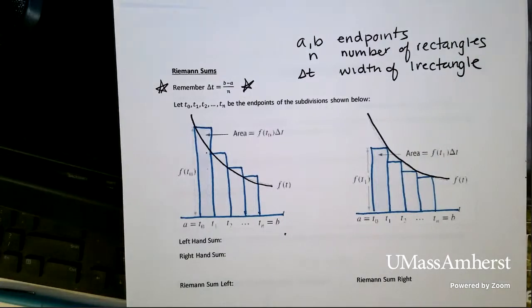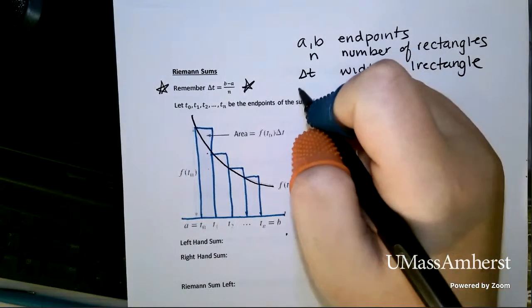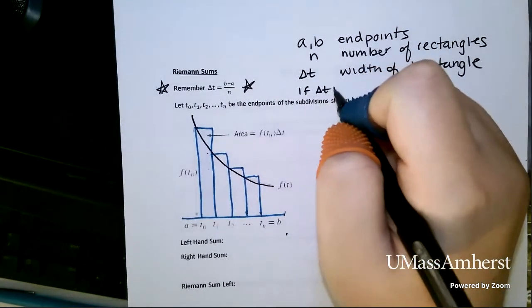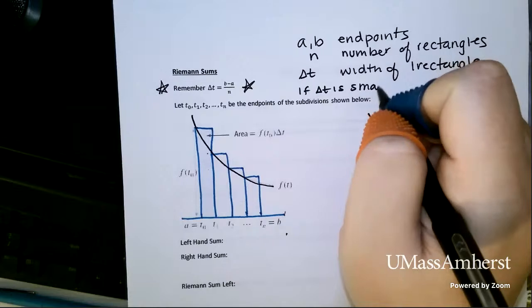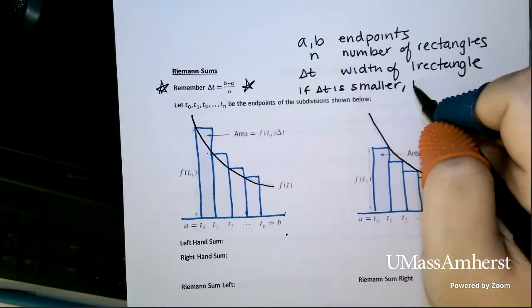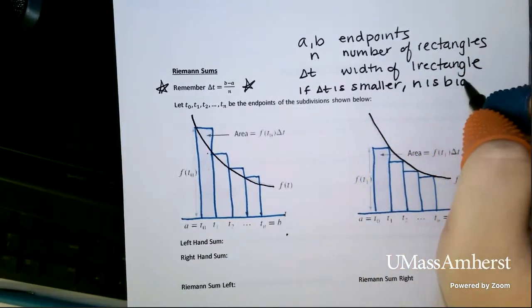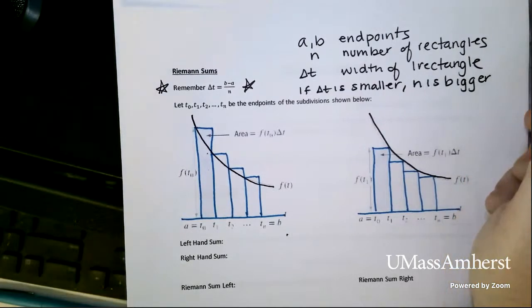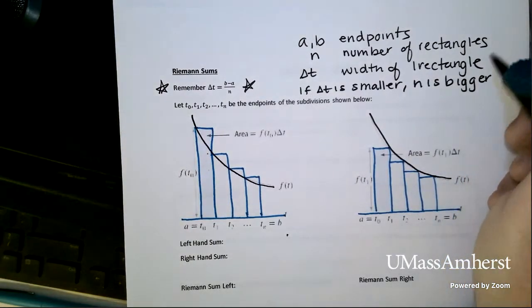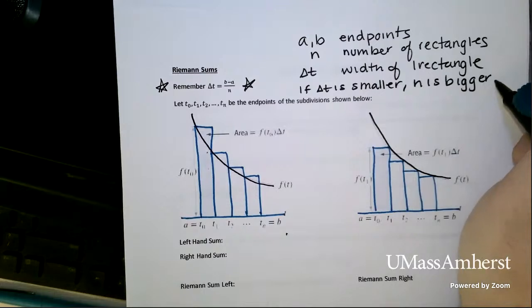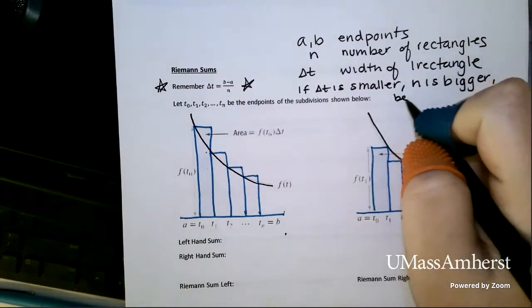And one of the last things we did is we learned that if delta T is smaller, N is bigger, right? So if we shorten the width of a rectangle, we have more rectangles we can fit in, and it was a better approximation.